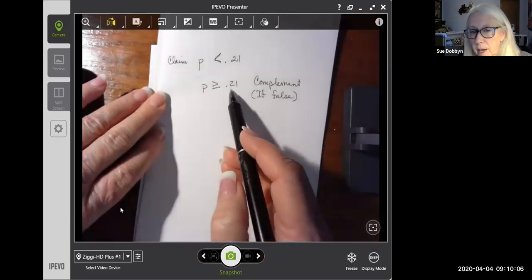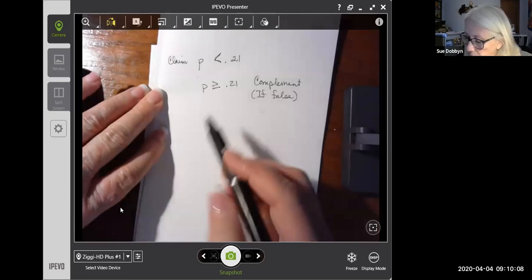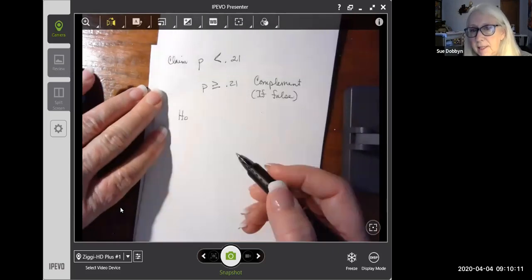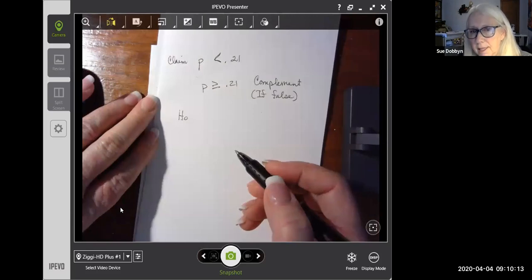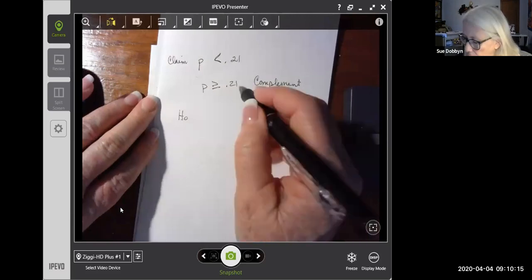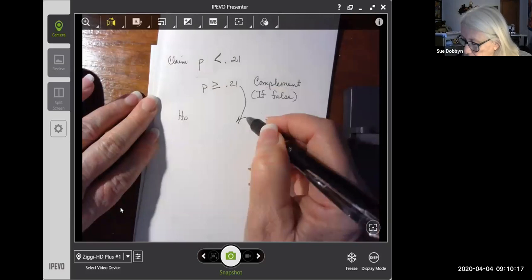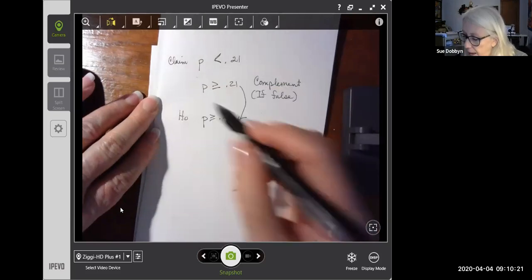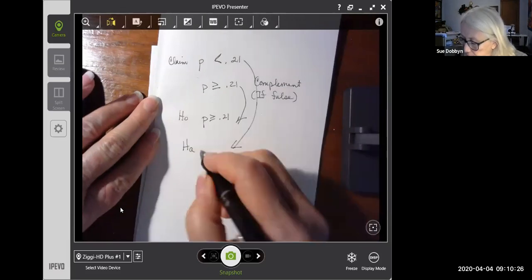So the null hypothesis is the statement that has equality in it. So this thing, the if-false statement, becomes the null hypothesis. And that means that the claim becomes the alternative hypothesis.